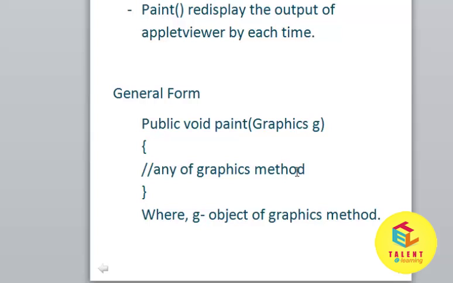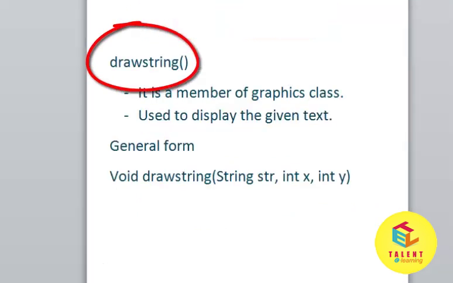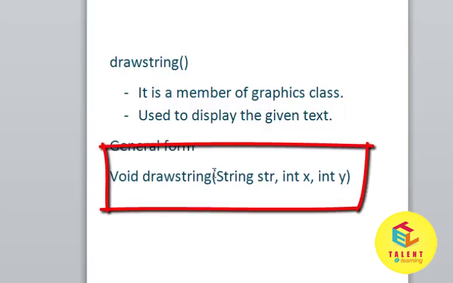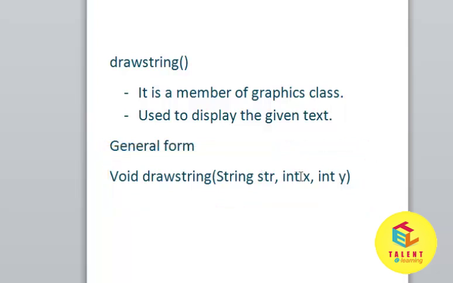Here we are going to use the drawString method to write the string on the applet viewer. drawString method is a member of the Graphics class which is used to display the given text. Here is the general form of drawString. drawString method contains String str, integer variable x, integer variable y as parameters. Here str is the string to be drawn, x is the x coordinate, y is the y coordinate.